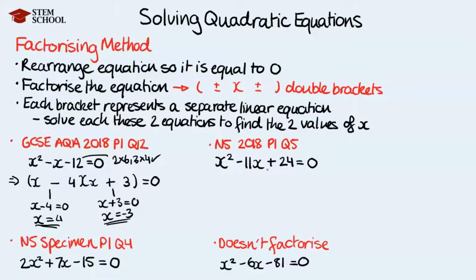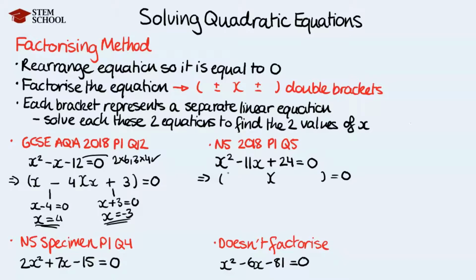We have x squared minus 11x plus 24 is equal to 0. So we don't need to rearrange this as it already is equal to 0. So let's move on to factorising it. All you have to do is to set up the double brackets like this. Okay, and remember the equals 0.